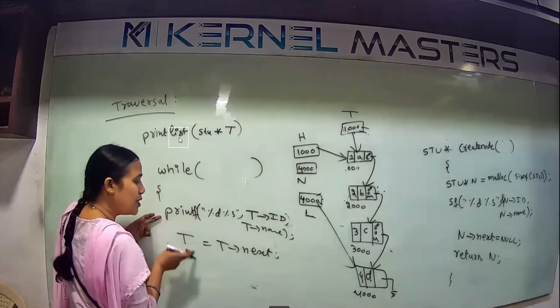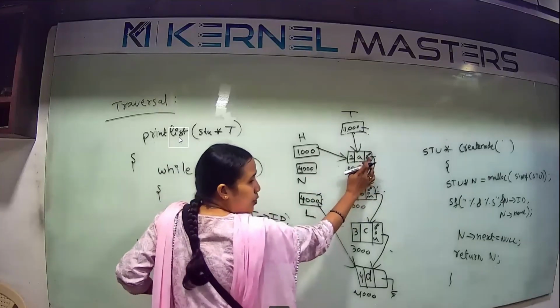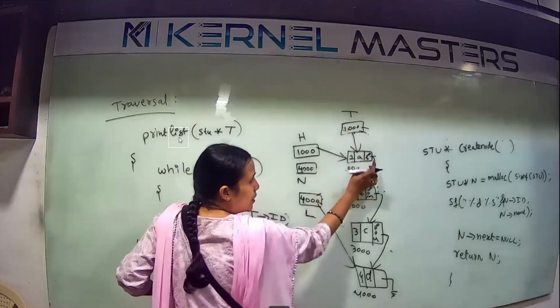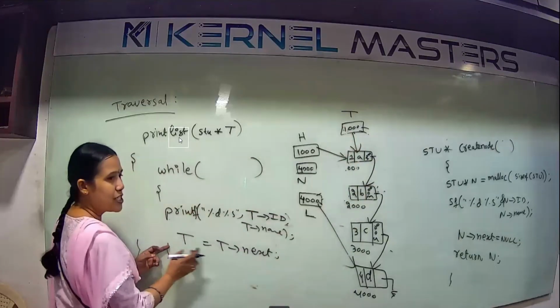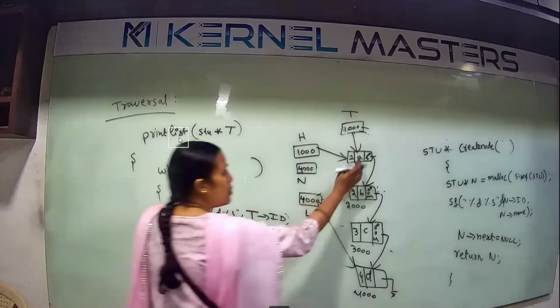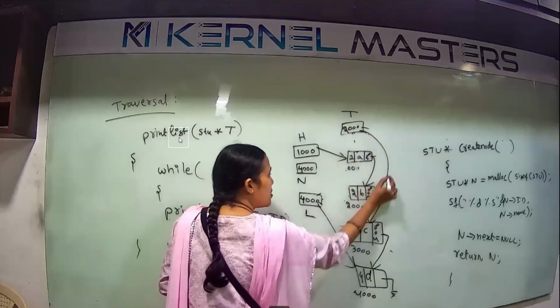Then I have to move to the next node. Moving to the next node is to copy this address here. This is T next. T next I am copying to T. That is what it is here. T is equal to T next. So that 2000 is copied here, so that T is moving to the next node.